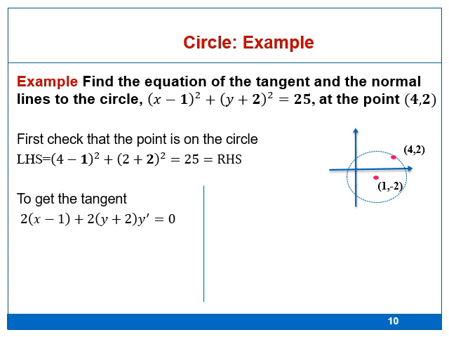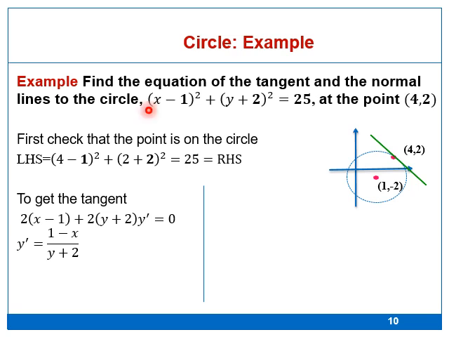Then, to get the tangent at 4 and 2, this is a point that lies on the circle. All we have to do is to take the derivative of the equation of the circle and then substitute with 4 and 2. This will give us the slope of this line. So we'll take the derivative of the equation of the circle. It can be dealt with as an implicit differentiation.